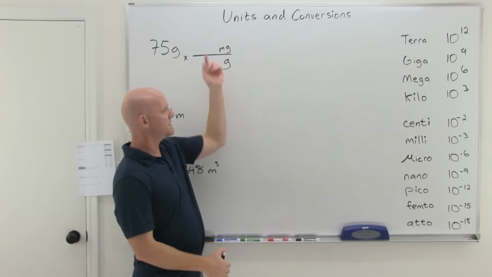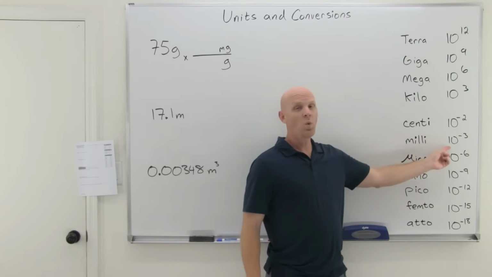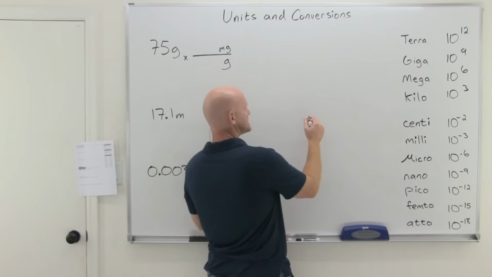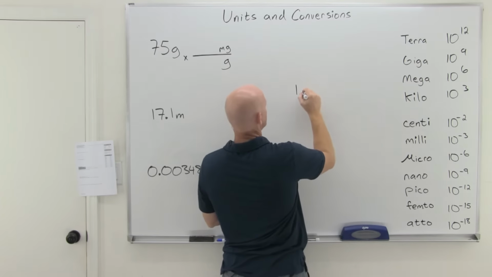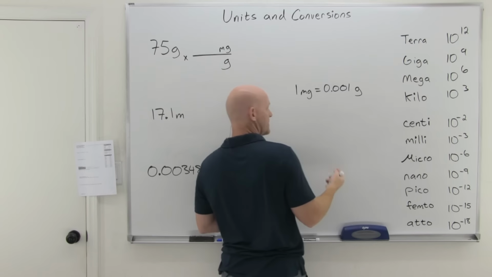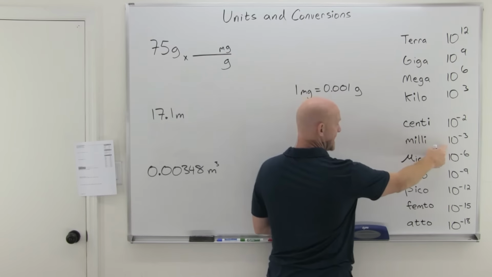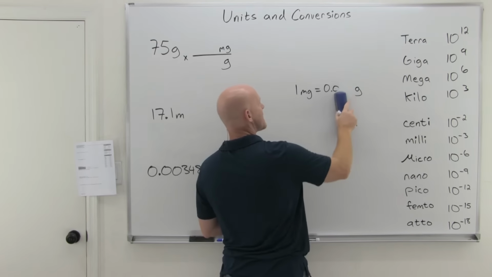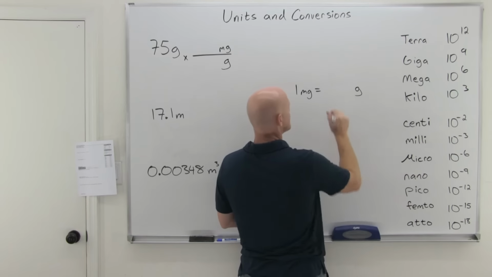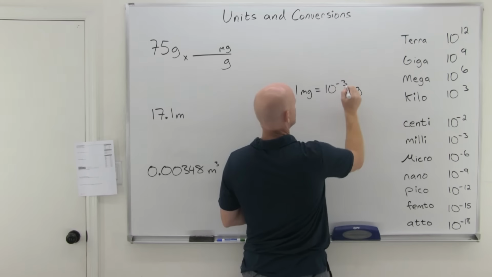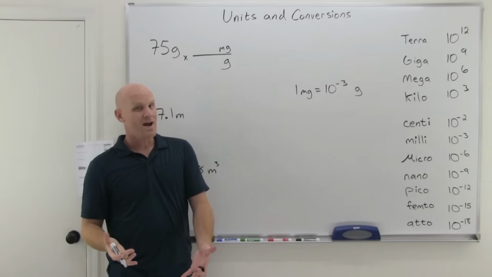So let's first look at what a milligram is. Milli means 1/1000th. And the reason we say that is because we're going to say that 1 milligram equals 1/1000th, or 0.001 grams. And another way of writing 0.001 is 10 to the negative 3. And that's where that power of 10 comes from. So we can say that 1 milligram equals 10 to the negative 3 grams.